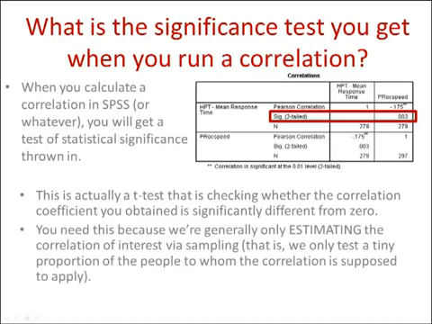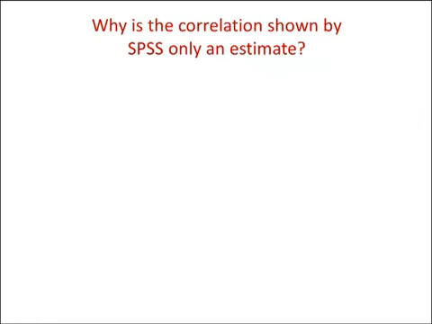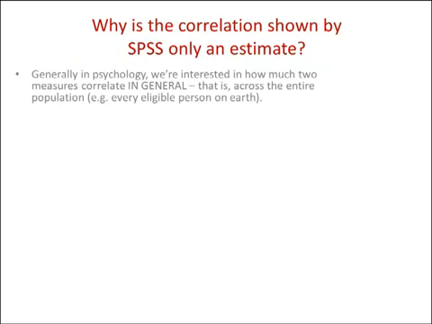The reason for all of this is that, of course, every time we do something in SPSS, we're usually only dealing with a sample. We're not actually dealing with the entire population, so we're only testing a tiny proportion of the people to whom this correlation is supposed to apply. Generally in psychology, we're interested in how two measures correlate together in general, so that is effectively if we tested the entire population, so everybody on Earth.